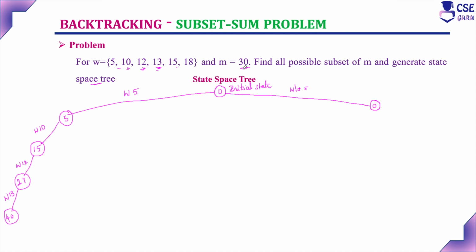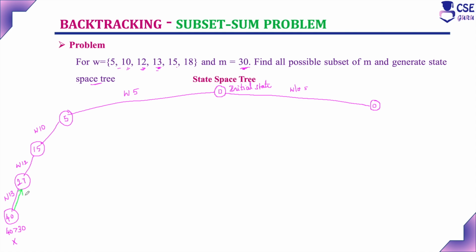What is the sum we require here? It is 30. So 40, if you are considering in the sense, it is greater than 30. So it is a dead end. Further, no need to proceed here. So what we have to do, since it reached a dead end, backtrack to the previous level and consider the other possibilities.